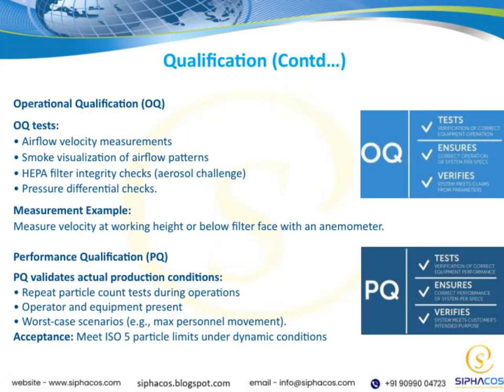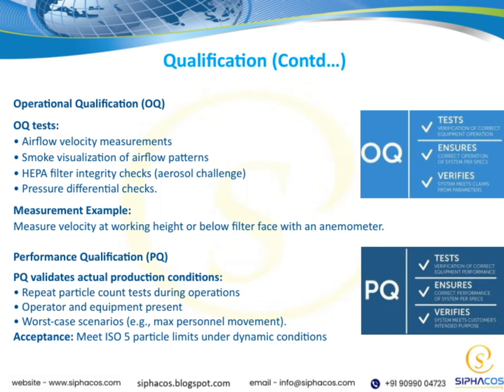Now, let's take a closer look at operational qualification, or OQ. This phase involves a series of tests to ensure that the systems are operating correctly and reliably. For example, we measure airflow velocity, which is crucial for confirming proper airflow patterns within the room. We also use smoke visualization to see how air moves, helping us identify any turbulence or dead spots. Additionally, we perform HEPA filter integrity checks through aerosol challenges to verify that the filters are working effectively.